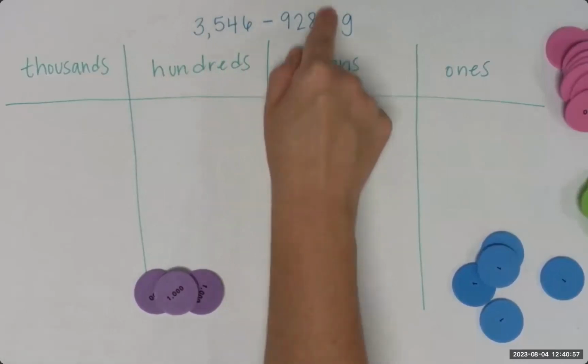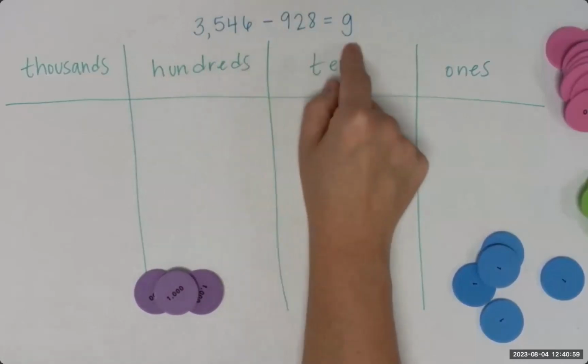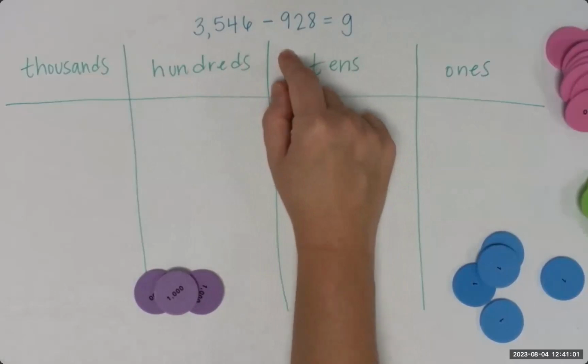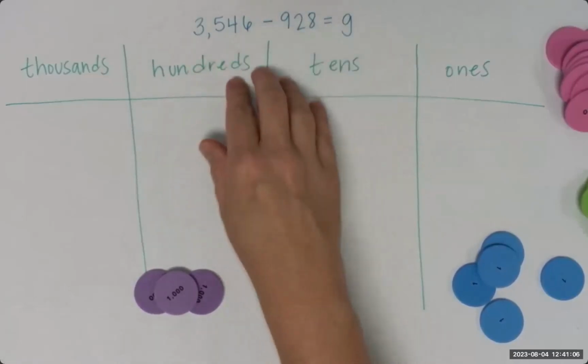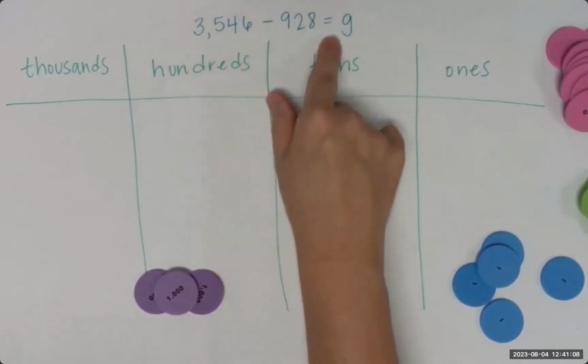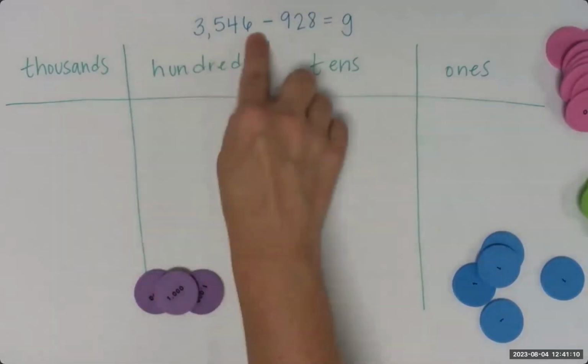In this case, there are 928 people who leave the game. So this is an example of that. But I could be comparing two amounts and I need to find the difference. So just remember that it's not always just take away or subtracting, right? Okay, so let's first build this number.